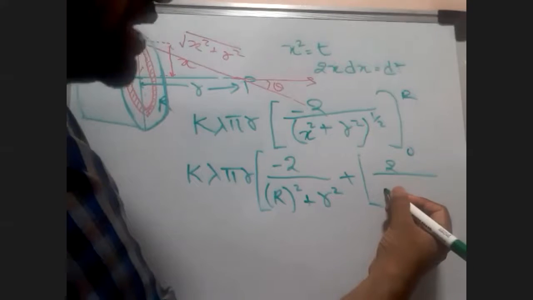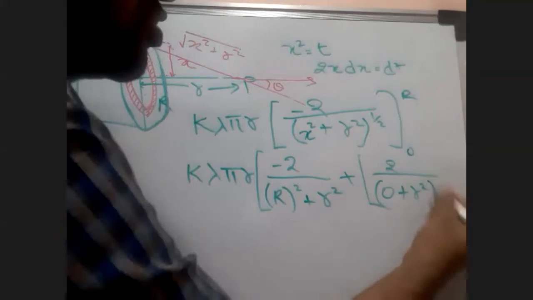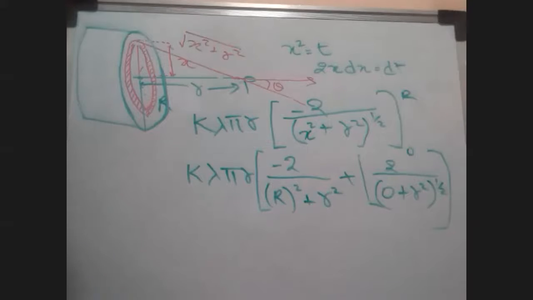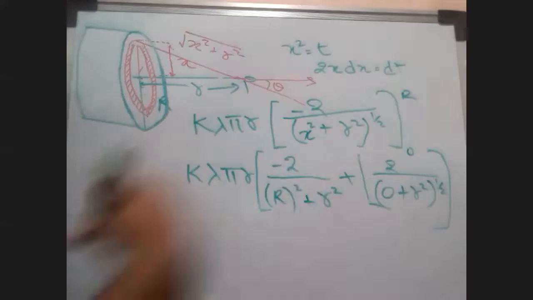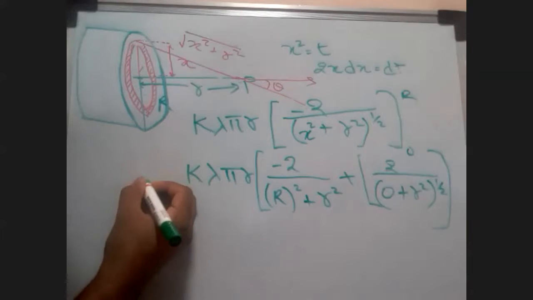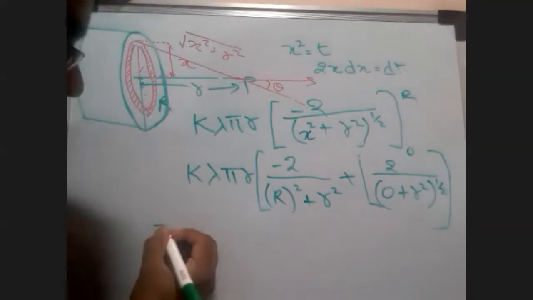What is this going to be? 0 plus r square whole raised to 1 by 2. Am I right? So what are we going to get finally? We'll remove this 2 out. We'll take it common. So what will happen? I take the 2 out.